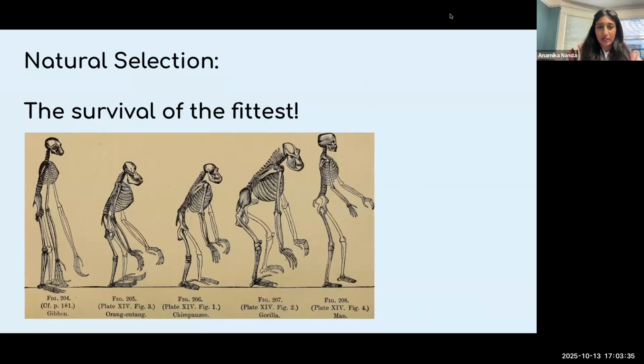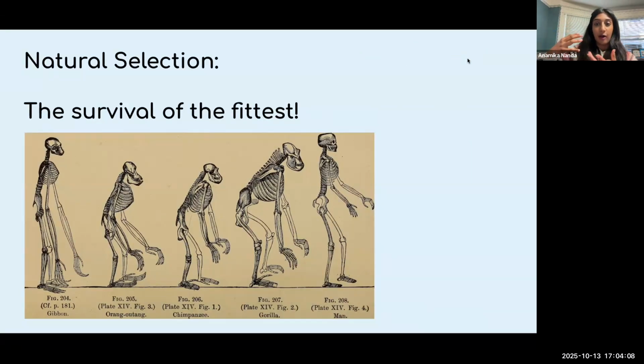Natural selection is called the survival of the fittest. In this photo, we can see the evolution of how humans are related to the great apes. We have orangutan, chimpanzee, gorilla, and man. We're all different species, but we are all related through the same genus, if I'm not mistaken. And natural selection is making sure that the traits that make us the best fit for our environment continue.